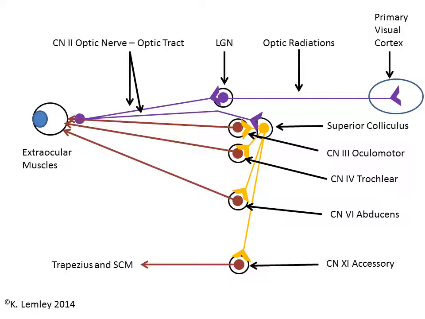That information going from the superior colliculus to cranial nerve 11 is carried in the tectospinal tract. We talked about that tract in Unit 2 with our descending motor systems.